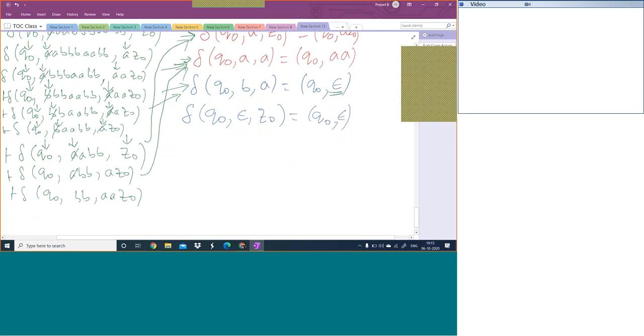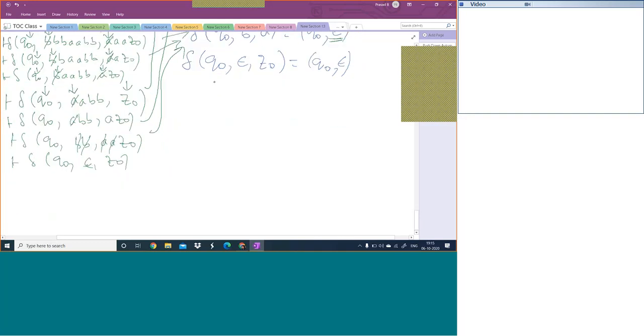And now Q0 comma B comma A. This is matching with this. So for this B, this A. Again for this B, this A. So what will come? Q0 comma epsilon comma Z0. So what happens here? Epsilon and Z0 is epsilon. So string empty, stack empty means this A cube, B cube, A square, B square is accepted.